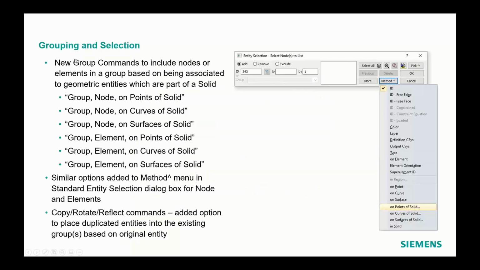All right, moving right along. For grouping and selection, they've added a few new selection methods which are very helpful. In terms of grouping, they've added grouping the nodes on points, curves, and surfaces of solids, and the same for the elements. And then they've also added similar options just in general when you're selecting different entities. These are the new things: on points of solid, on curves of solid, and on surfaces of solid.